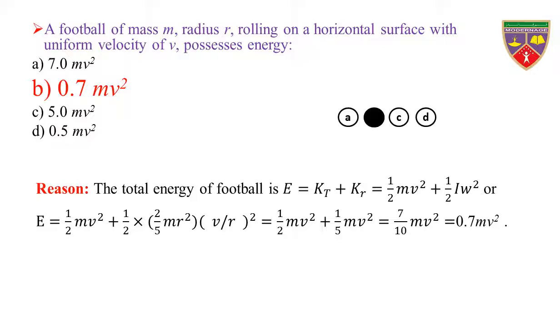Reason. The total energy of the football is E = translational kinetic energy plus rotational kinetic energy, which is equal to 1/2 mv² + 1/2 Iω², or E = 1/2 mv² + 1/2 × 2/5 mr², which is the moment of inertia of the ball, × (v/r)², which can be written as 1/2 mv² + 1/5 mv², which is equal to 7/10 mv², which is equal to 0.7 mv². Hence, the energy possessed by the football is 0.7 mv².